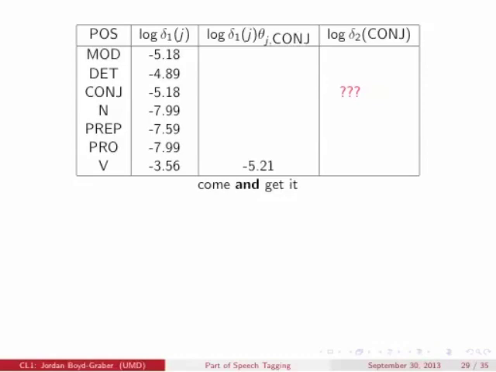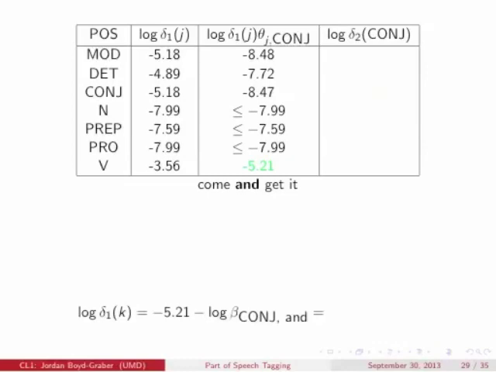We add those things together, and so once we've done that, we see that we don't need to bother with pronoun, preposition, or noun, because that's always going to give us a worse score than negative 5.21. And since we only care about the max, we can just ignore those. We do need to compute it for the other guys, but still, we don't get anything higher than negative 5.21. So the best way of getting to time 2 in the conjunction part of speech tag is coming from the verb.